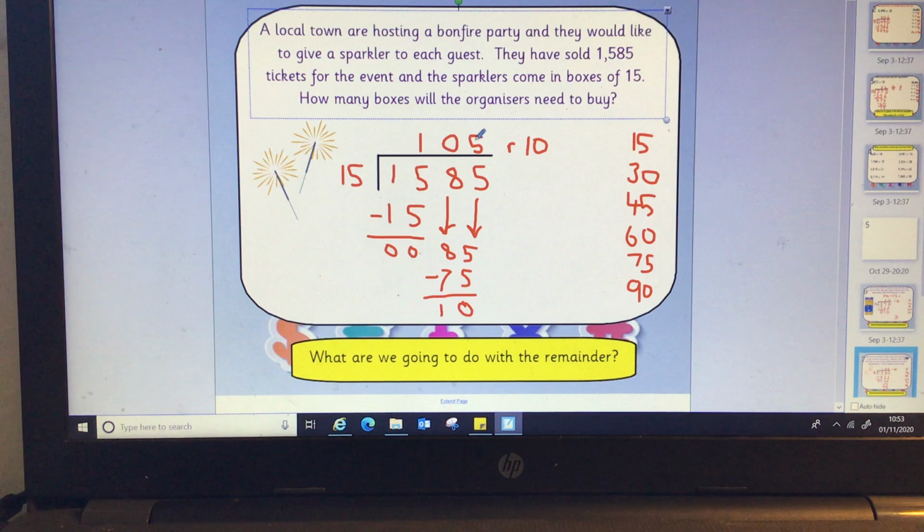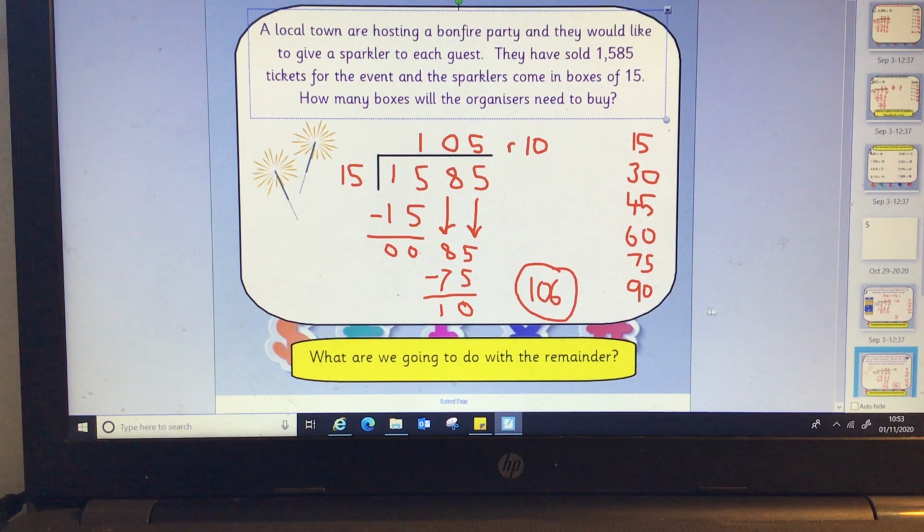But the question was asking us how many boxes do we need to buy? They can't buy 105 remainder 10 boxes, can they? They're going to be 10 short if they only buy 105 boxes. So we need to get an extra box to cover those other 10 people with a ticket. So the answer would have to be 106 boxes of sparklers altogether.